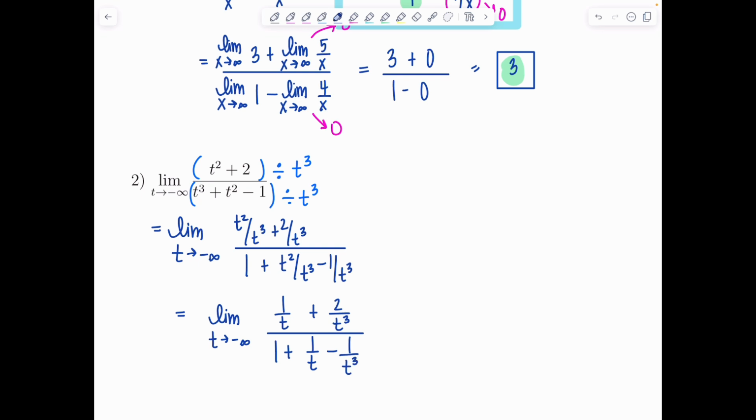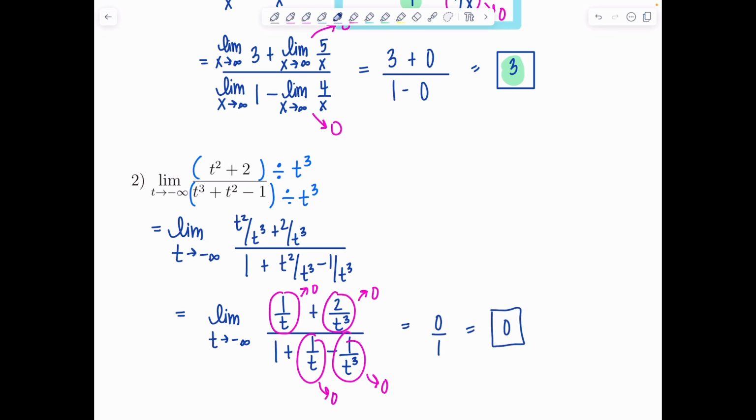So as t goes to negative infinity, remember, it doesn't matter if it's positive or negative infinity. If you have a constant in the top, top's not changing, and the bottom's getting really, really big, everybody's going to 0. The 1 stays put, everybody else goes to 0. So I'm left with a 0 in the numerator over 1. That's just 0. Okay, 0 in the denominator is problematic. 0 in the numerator is not.